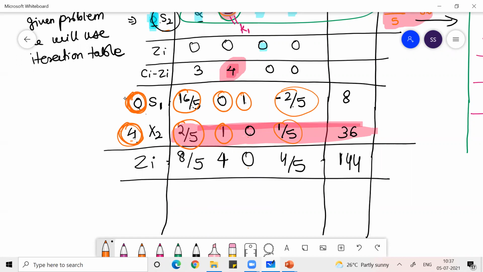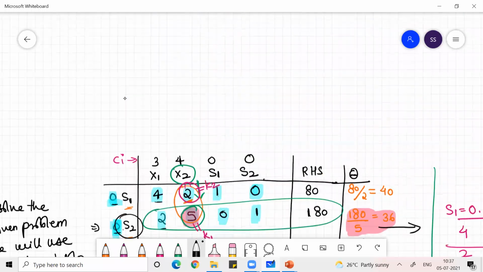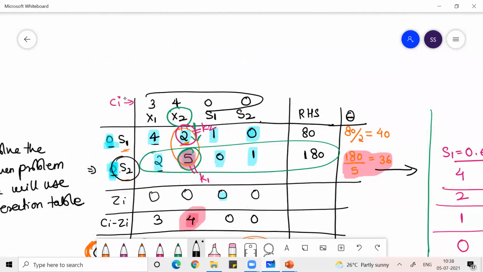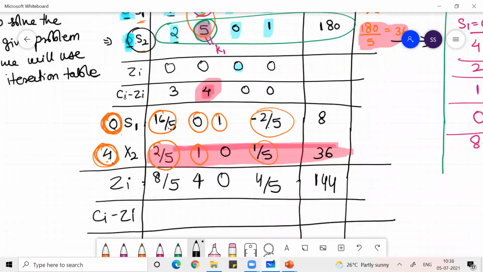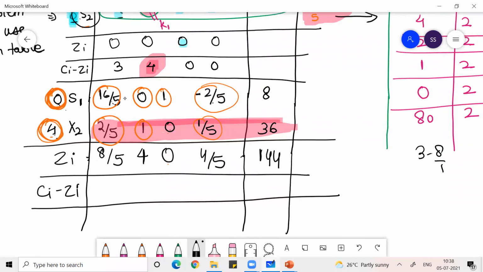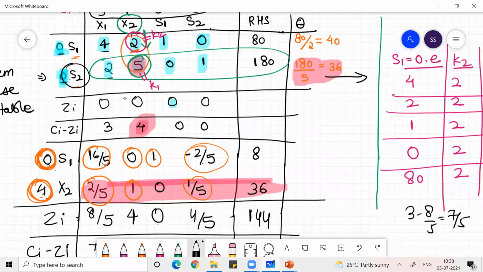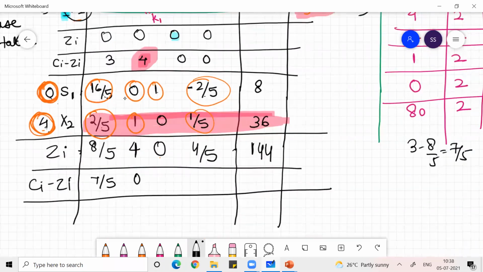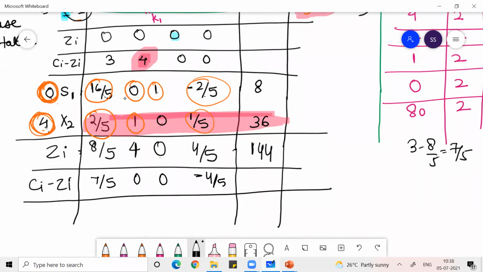So once you get all the Zi values, now find Ci minus Zi. These are your Ci values. So 3 minus 8 by 5. What is 3 minus 8 by 5? That would be 15 minus 8, which is 7 by 5. 4 minus 4, 0. Then 0 minus 0, 0. Then 0 minus 4 by 5, 4 by 5 minus 4 by 5. And this 20 will leave that.